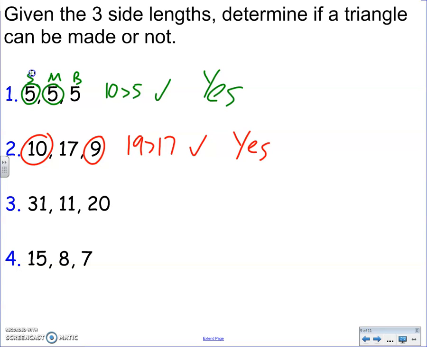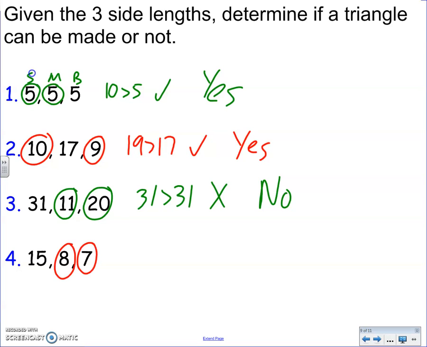Here's the next one. Smallest is 11. Out of order. Middle is 20. 11 plus 20 is 31. Is that bigger than the last number, the largest number? 31 is bigger than 31? False. It's equal, so that doesn't count. So nope.